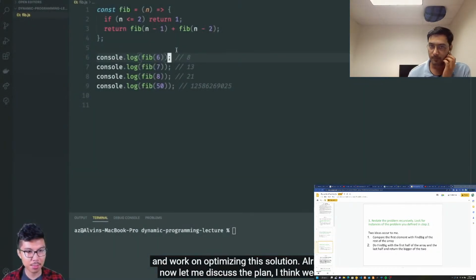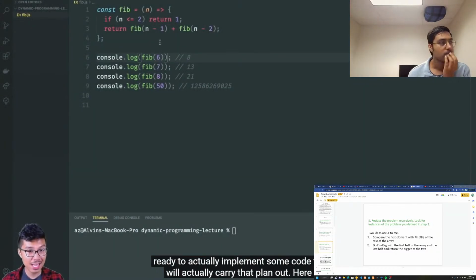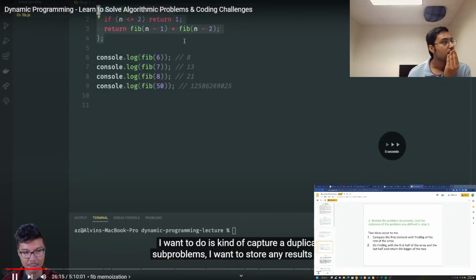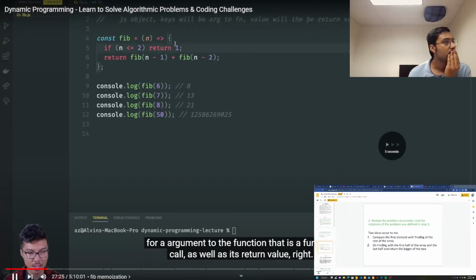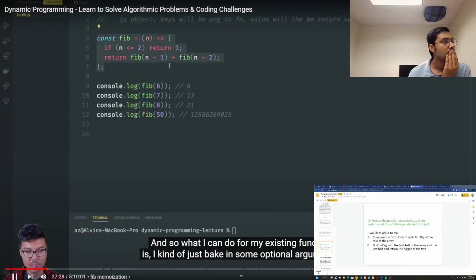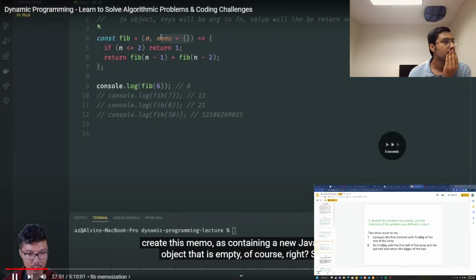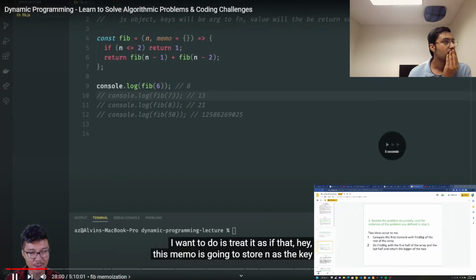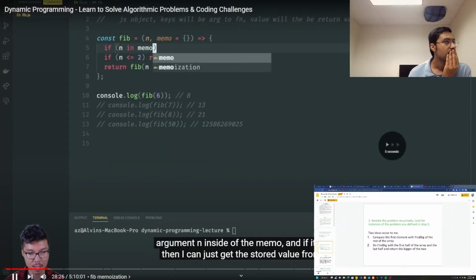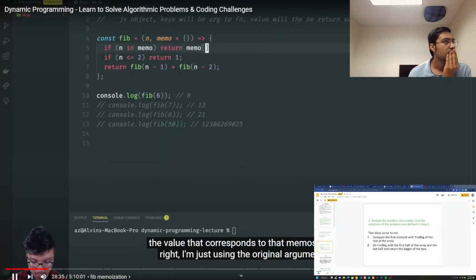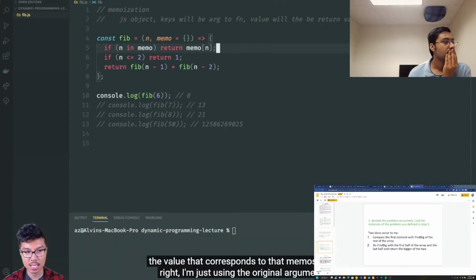All right, now that we discussed a plan, I think we're ready to actually implement some code that will carry that plan out. Here is the memoization. What I can do for my existing fib function is bake in some optional arguments. This is syntax in JavaScript, which is going to be useful. The first thing I want to do is return the value that corresponds to that memo's key, right? I'm just using the original argument n as a key in my memo.